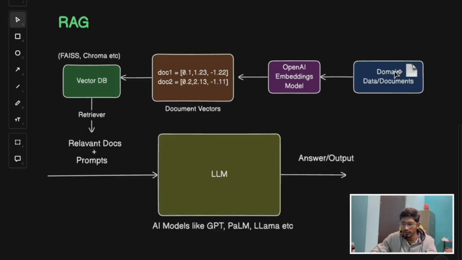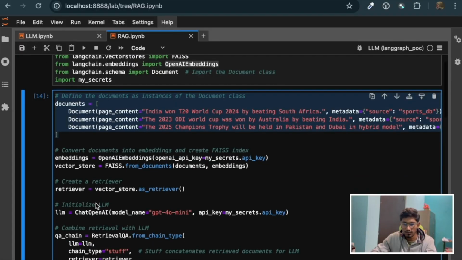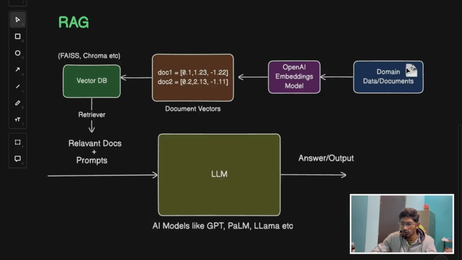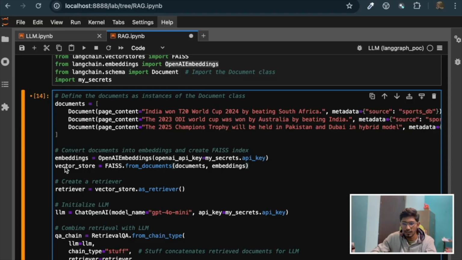Now we'll use these documents and the OpenAI embedding model to create vectors. From these documents and the embedding, we create a vector store, the vector database. As we saw, documents and embedding give us the vector store. Then we have created a retriever there. The FAISS library provides all these things. We've created a retriever whose job is to give the relevant documents for a given user query, then answer that query.